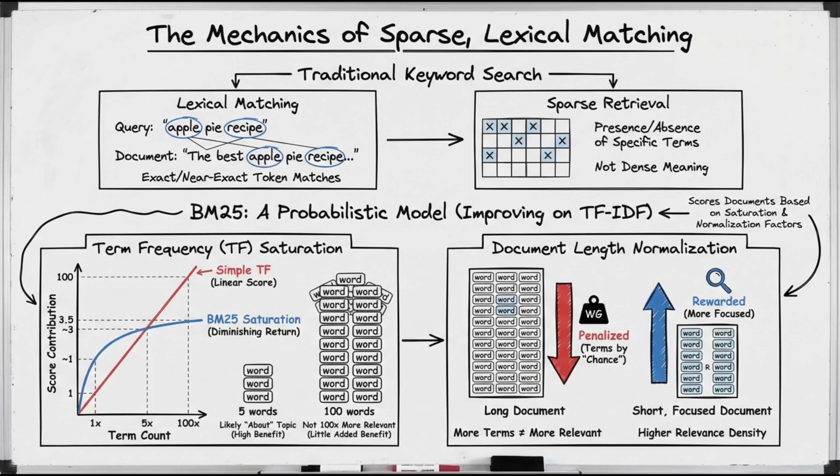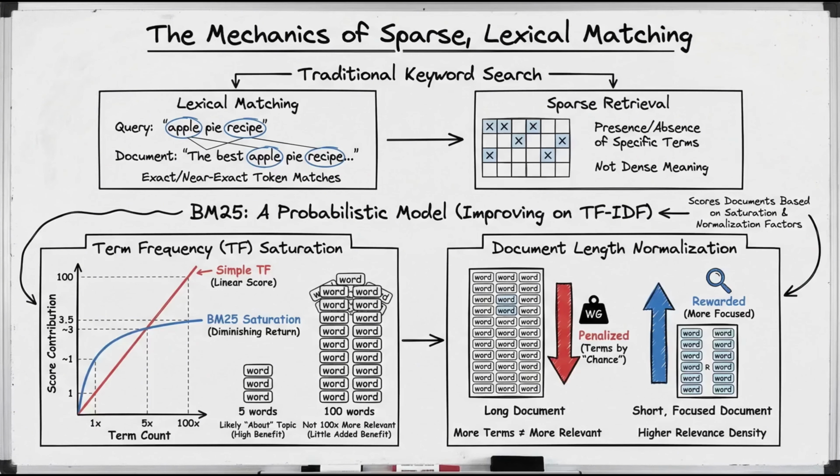First, let's talk about term saturation. In simpler systems, if a keyword appeared 100 times, the score would be 100 times higher. But BM25 recognizes that relevance hits a point of diminishing returns. Once a term appears a few times, a document is clearly about that topic. Seeing that word 50 more times doesn't make it 50 times more relevant, so the model caps the benefit of those extra mentions.